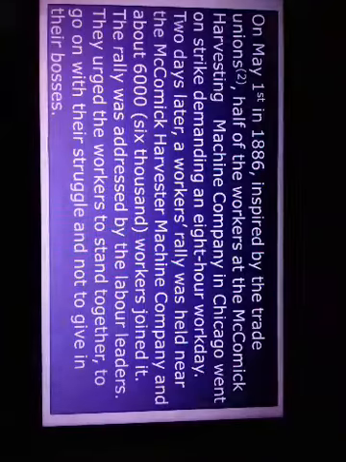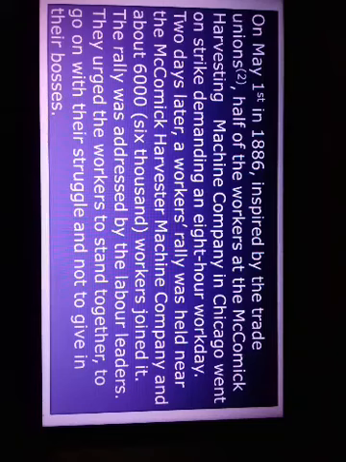The next part of the passage we see here, the students, this is the main part of this text. From this text we can know the real history of this May Day on May 1st in 1886.